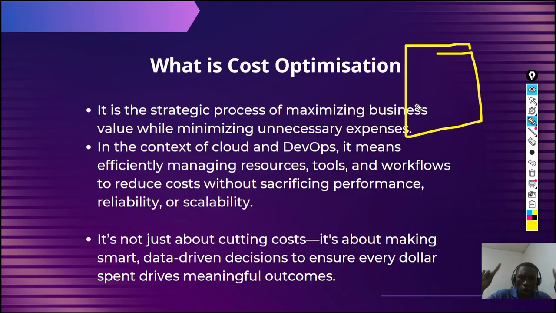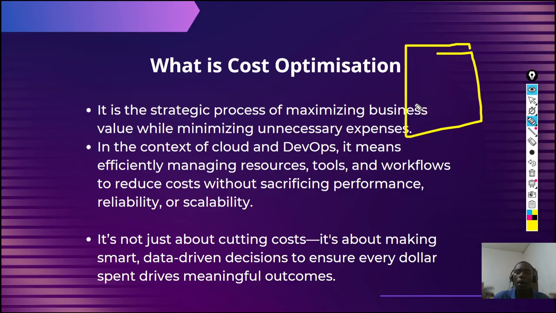But now, cost optimization comes in: while attaining all this value, you make sure that you manage the resources you have effectively. You don't spend too much on what is not necessary, right? So that is what cost optimization is, managing your resources efficiently in order to drive valuable business outcomes. Cost optimization is not just about cutting costs, it's about making smart, data-driven decisions to ensure every dollar spent drives meaningful outcomes, right?